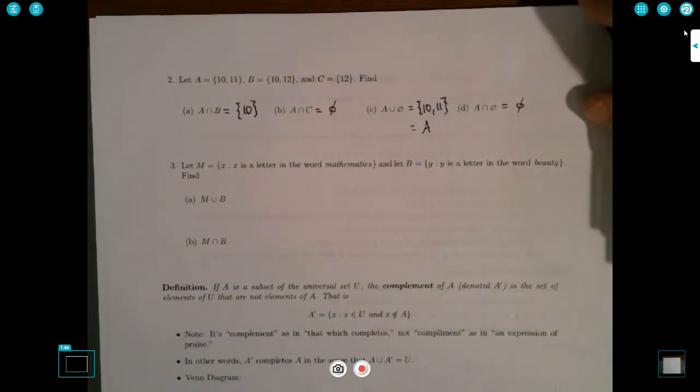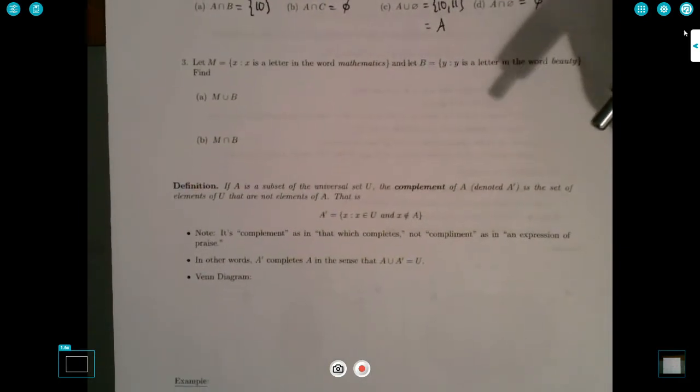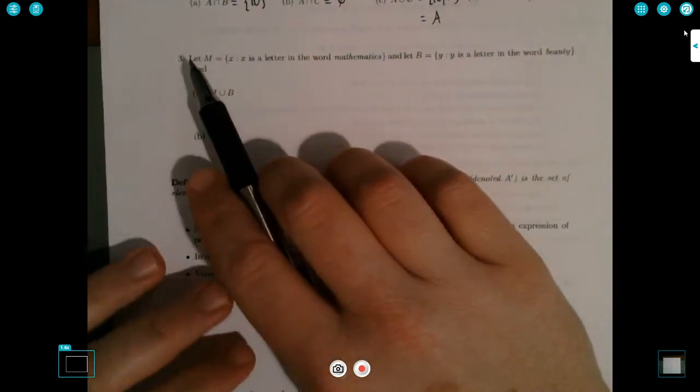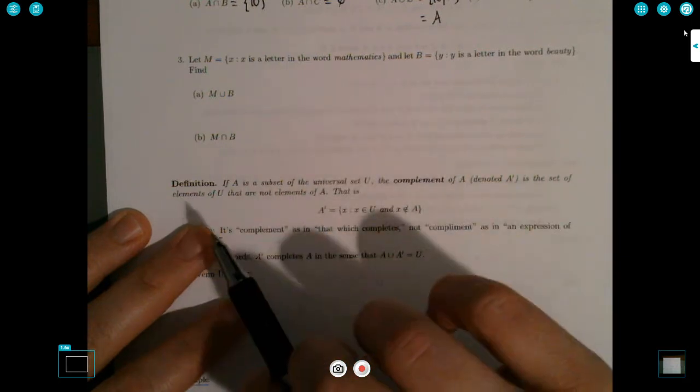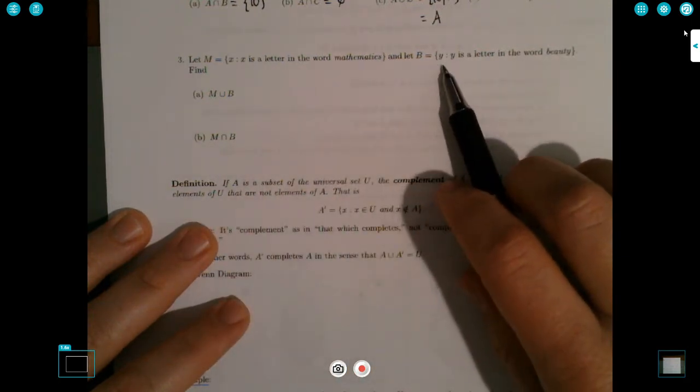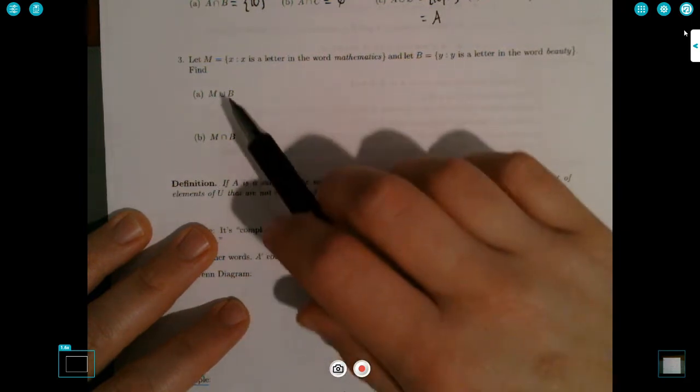Okay. Here's another example, because it doesn't just have to be numbers, right? So let's say that M is the set of all X, where X is a letter in the word mathematics. And let B be the set of all Y, where Y is a letter in the word beauty. Let's find M union B and M intersect B.